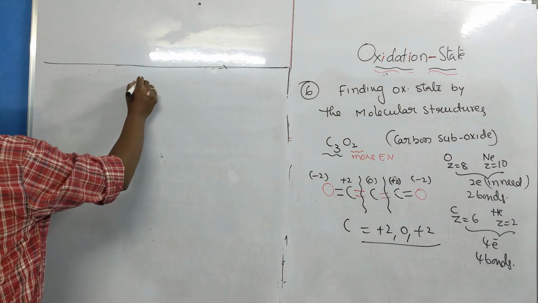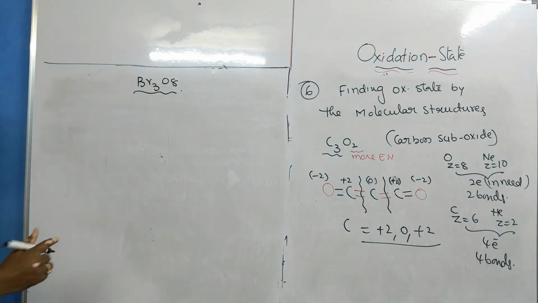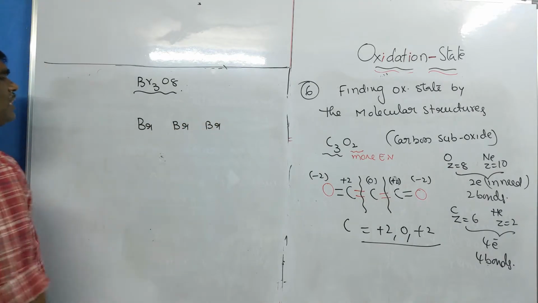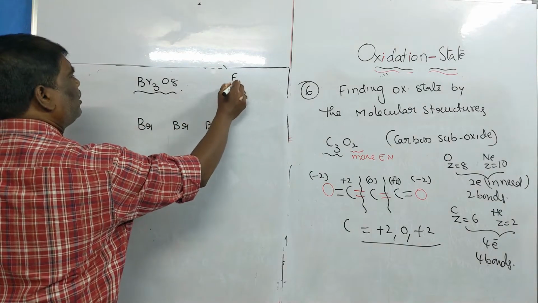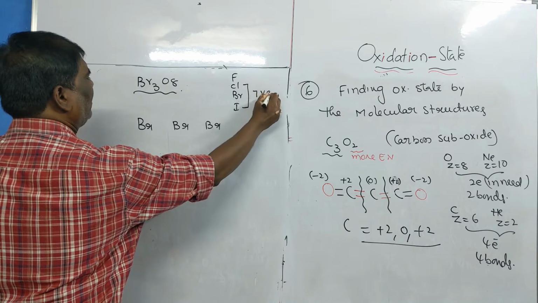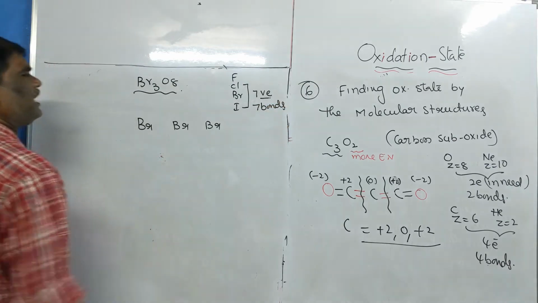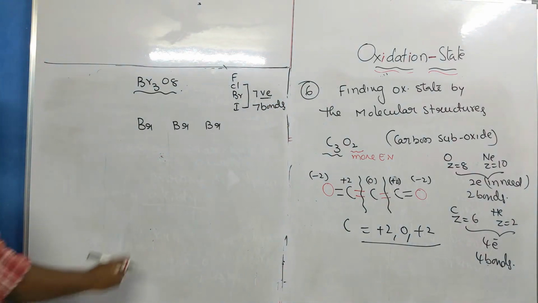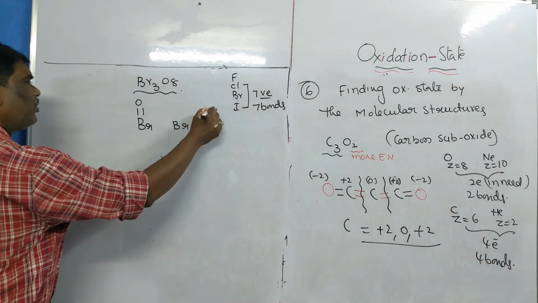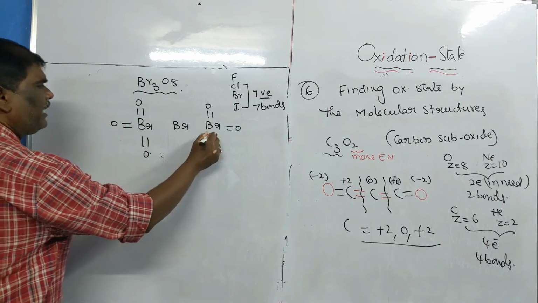Now similarly, I go for another example, Br3O8. Now how many bromine atoms are there? 1, 2, 3. Fluorine, chlorine, bromine, iodine contain 7 valence electrons, so they can make maximum 7 bonds. Now how many oxygens are there? 8 oxygens. You give oxygens like this: double bond O, double bond O, double bond O, double bond O, double bond O and double bond O.